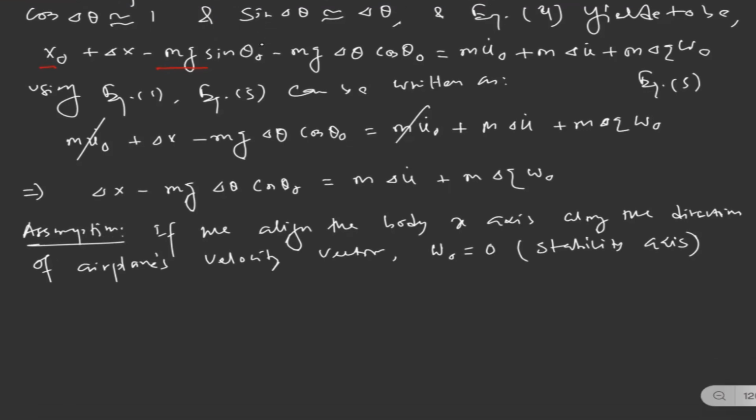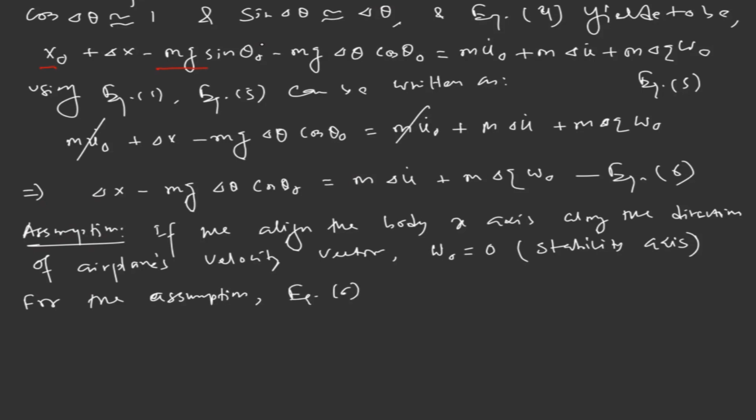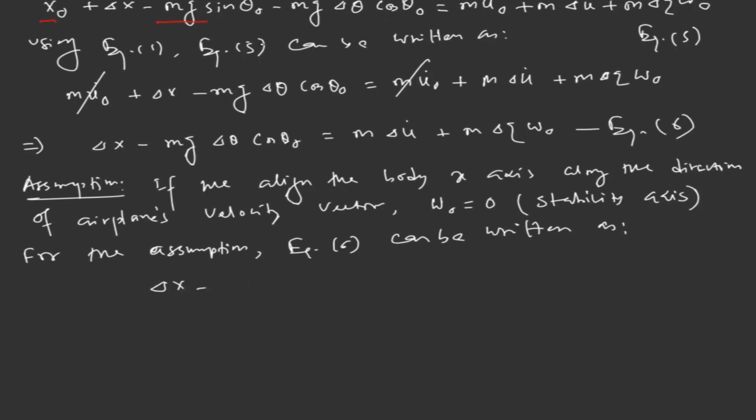So in this condition, equation 6, for the above assumption, equation 6 can be written as, del x minus mg del theta cos theta naught equal to m del u dot. Let me define this as equation number 7.